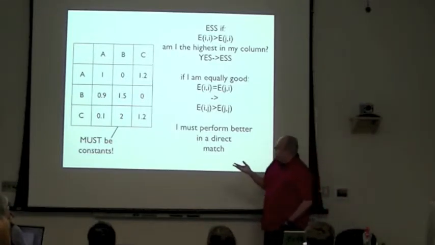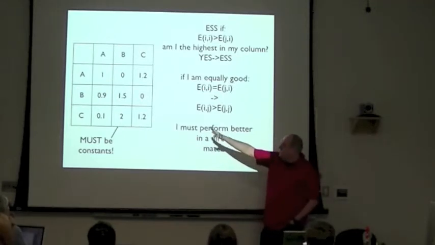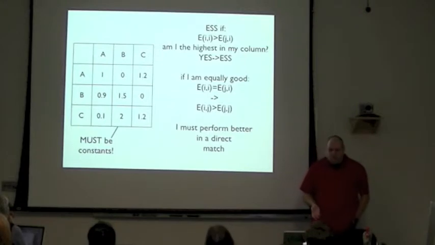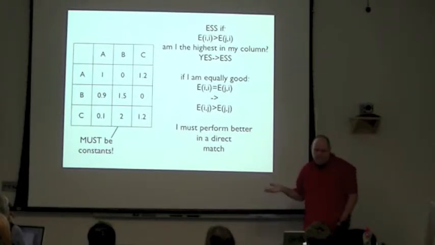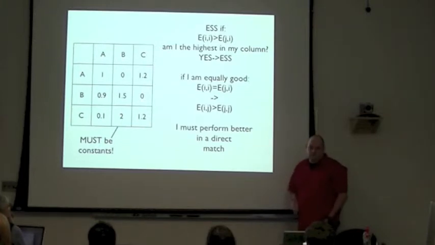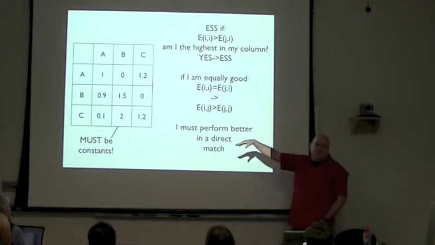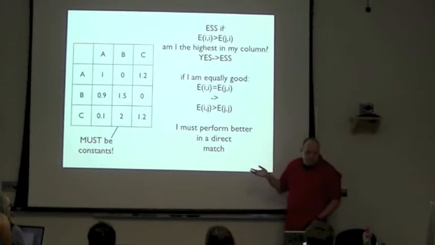Let's look at the second player, B. B gets 1.5 playing itself, which is not the highest in the column. The C player against the B player gets more, 2. So the first condition is not fulfilled. Let's look at the second condition. If I am equal to any of these pairs, well, I'm not, I'm lower. So the second condition is also not fulfilled, so B is not an evolutionary stable strategy.